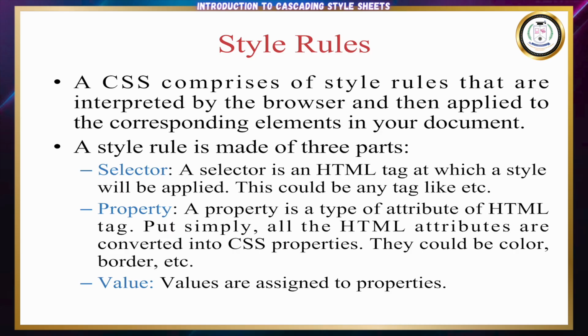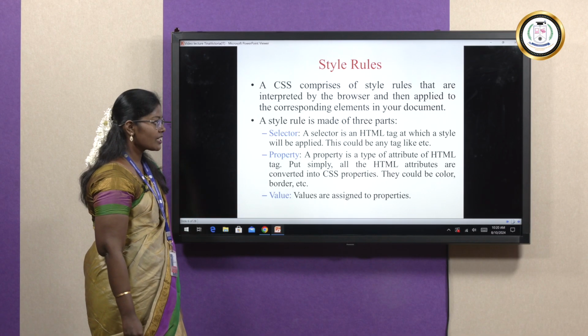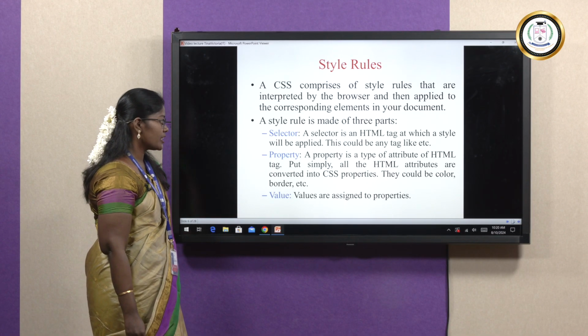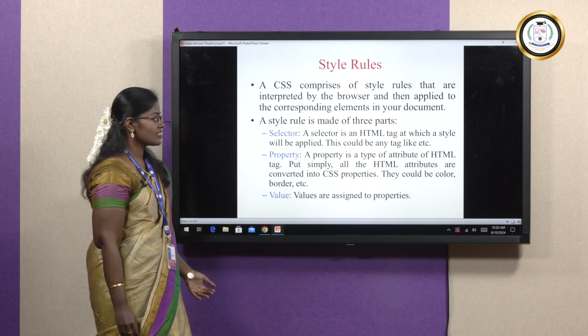So what are style rules? Style rules have three components: selector, property and value. Selector is an HTML tag at which a style will be applied. This could be any tag.